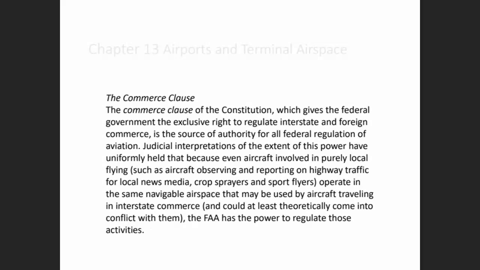The commerce clause of the Constitution gives the federal government the exclusive right to regulate interstate as well as foreign commerce, and is the source of authority for all federal regulation of aviation. Judicial interpretations of the extent of this power have uniformly held that even aircraft involved in purely local flying, such as aircraft observing and reporting highway traffic to local media, crop sprayers, and sports flyers, operate in the same navigable airspace that may be used by aircraft traveling in interstate commerce, and could at least theoretically come into conflict with them. The FAA has the power to regulate those activities.